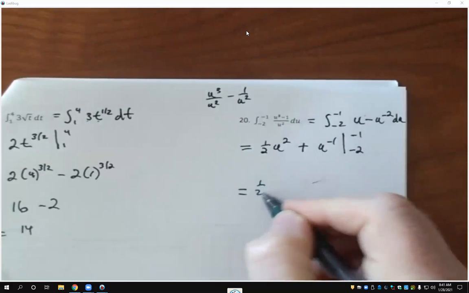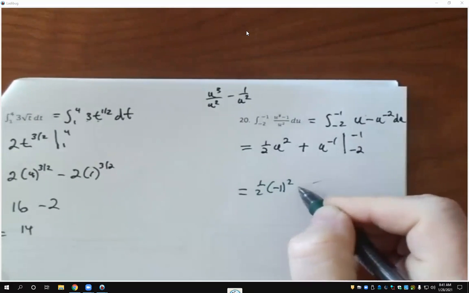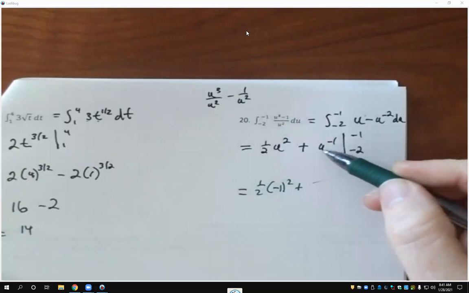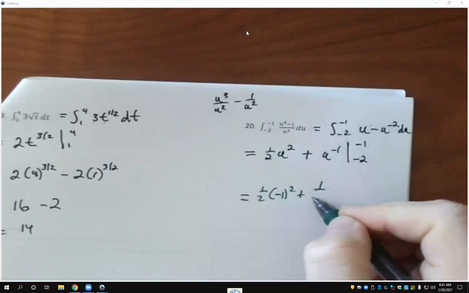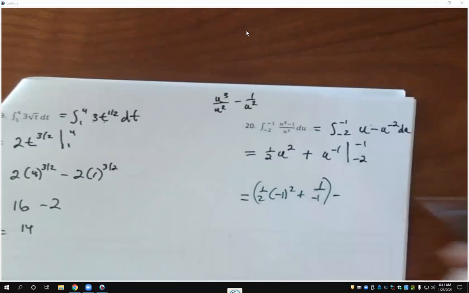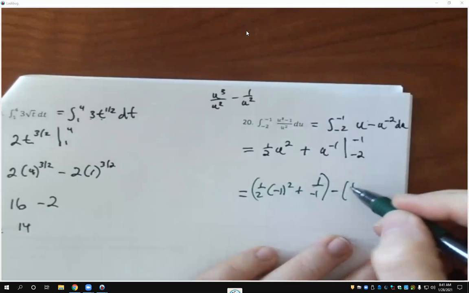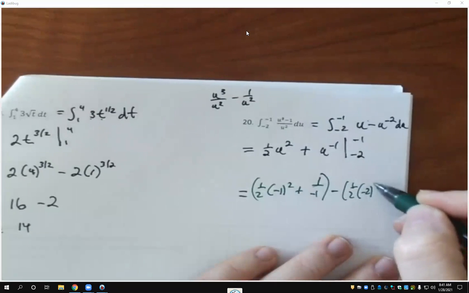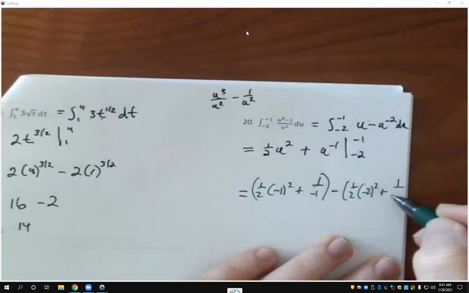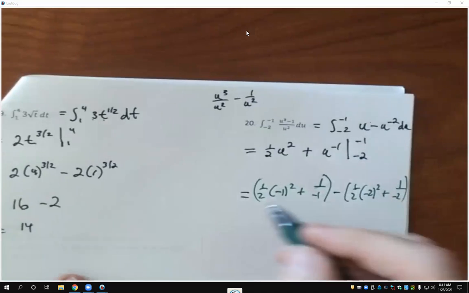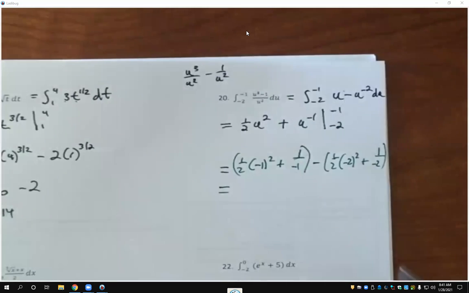So we have 1/2 times -1 squared plus, I'm going to flip this. So u to the -1 is 1 over u, so my u is -1 on that one. Minus 1/2 times -2 squared plus 1 over -2. And then we're just going to go ahead and do that algebra.